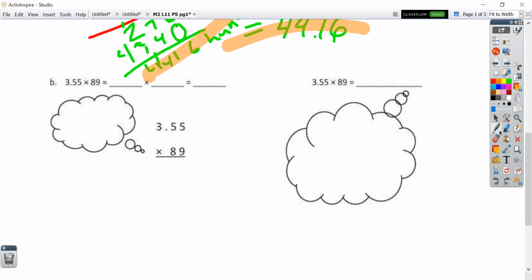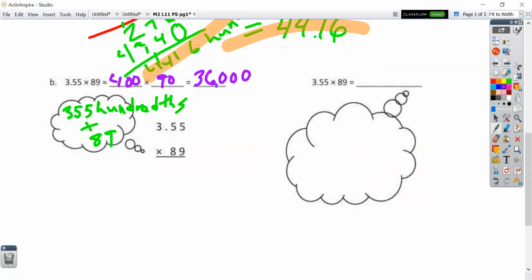All right, so let's go ahead and try this one. I will help you with the estimation. I would like you to think about doing the standard algorithm or area model on your own. So this really is like 355 hundredths times 89. If we were thinking about rounding that, 355 is closest to 400. 89 is closest to 90. Well, 4 times 9 is 36, and then there would be 3 zeros with it. So our answer is roughly going to be around 36,000.